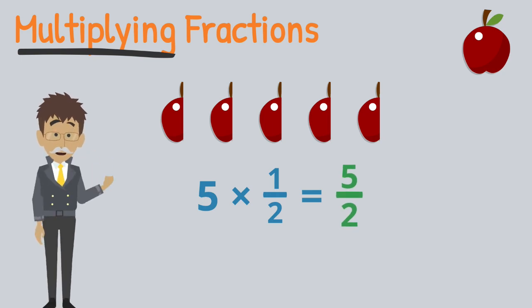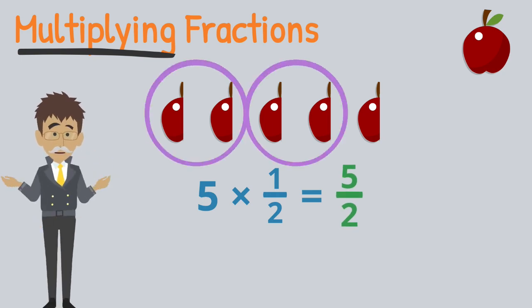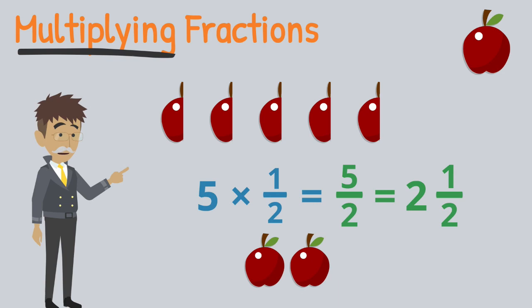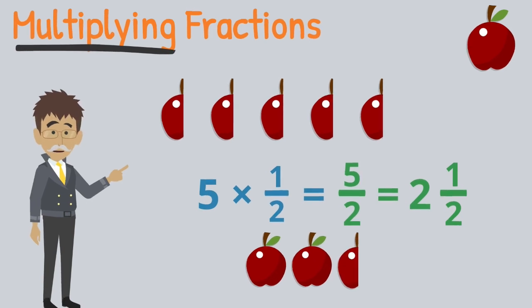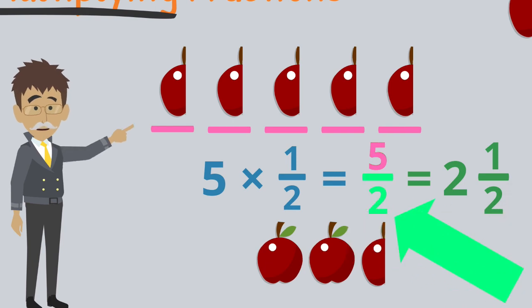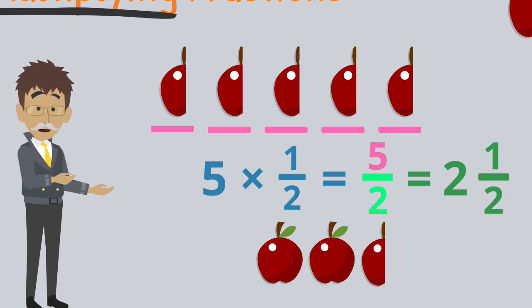Converting this into a mixed number gives 2.5 apples in total. This means we have a total of 2 whole apples and half of an apple. In this case, we counted 5 groups of 1 piece, with each piece being of size 1/2. The final answer is in terms of whole apples and parts of an apple.